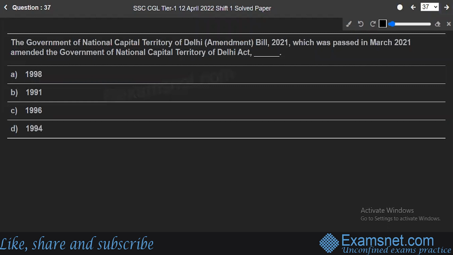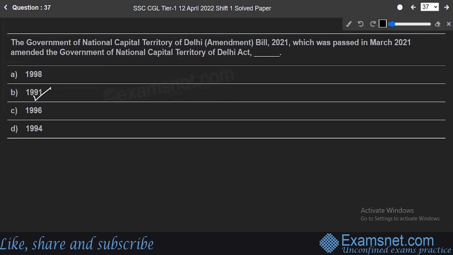Number 37. The Government of National Capital Territory of Delhi Amendment Bill 2021, which was passed in March 2021, amended the Government of National Capital Territory of Delhi Act 1998, 1991, 1996, or 1994. See, the answer to the question is option B, 1991.